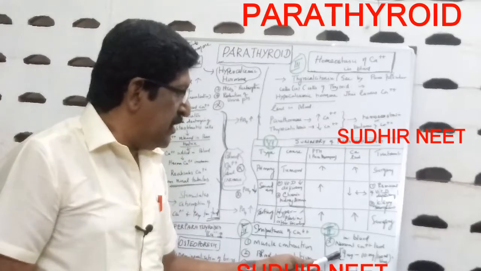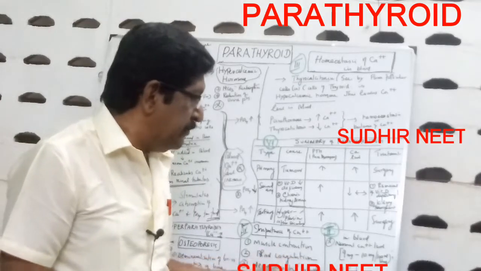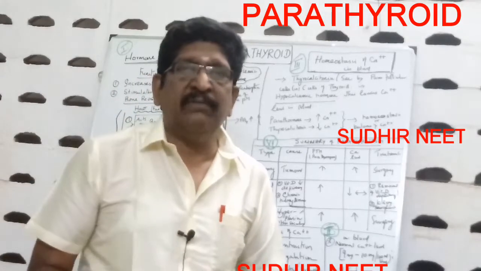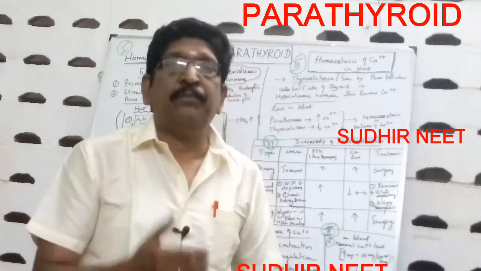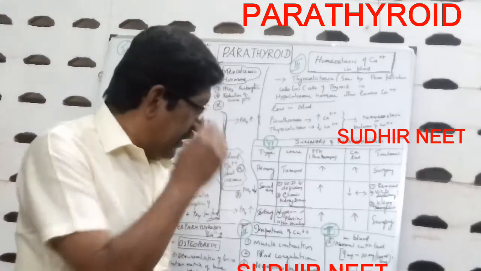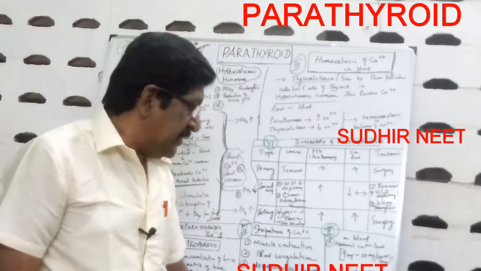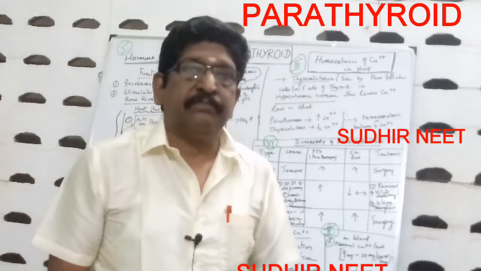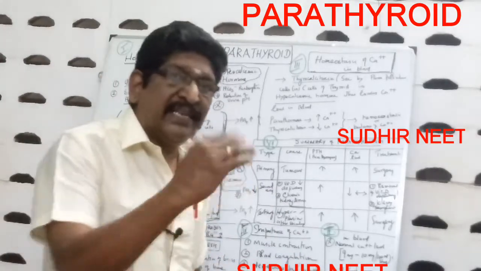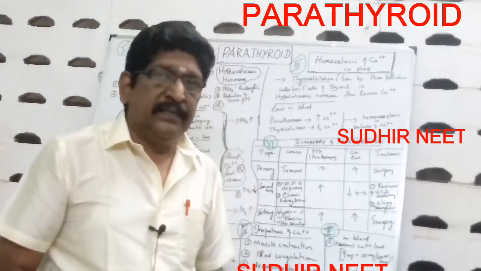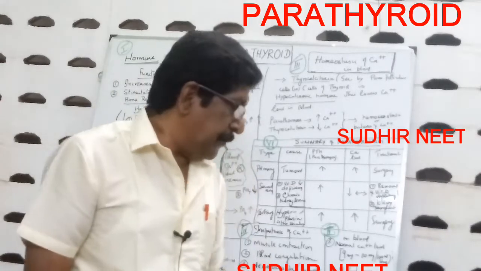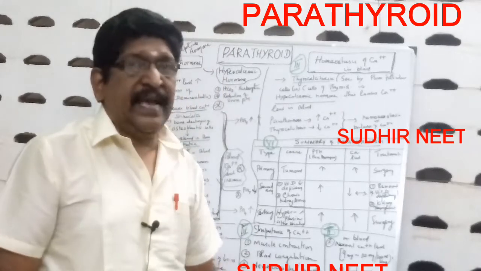If this calcium level falls below 9 mg, that means hypocalcemia. Calcium level decreases in blood, that is called hypocalcemia. That leads to neuroexcitability, and then this leads to the disease tetany. Whereas if the calcium level increases more than 10 mg, that is called hypercalcemia. Hypercalcemia leads to heart attack.